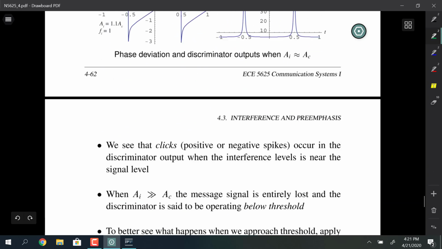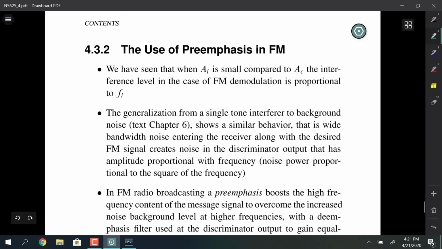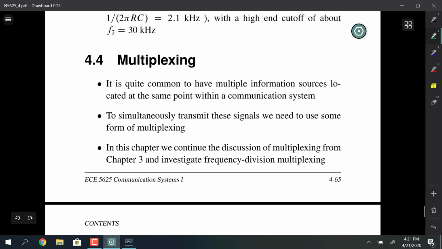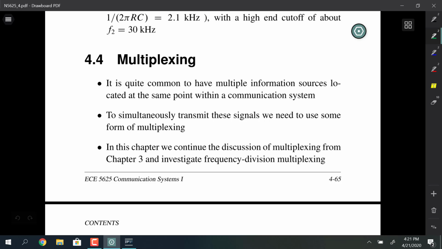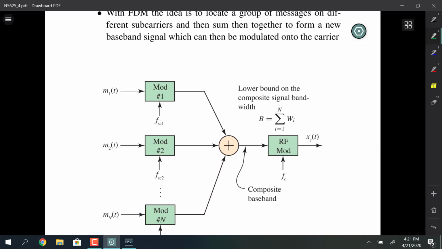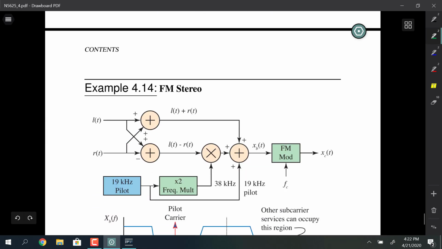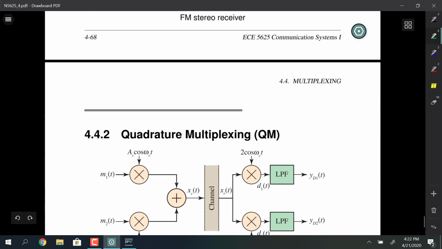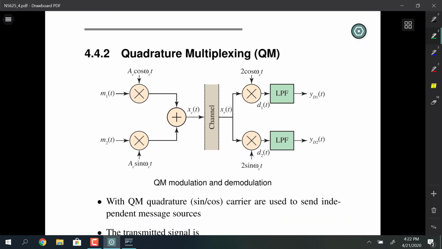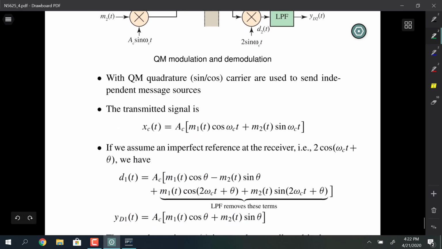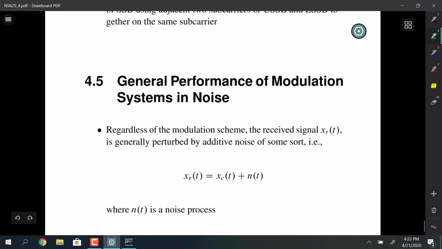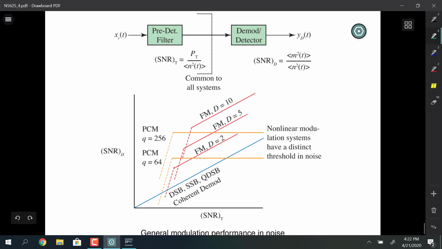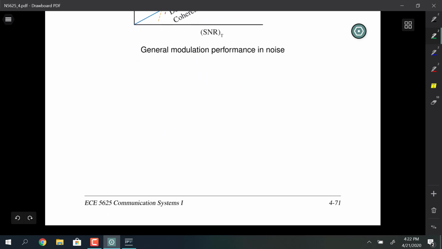A little bit on interference, pre-emphasis, kind of explain what that is, motivate that with an example. Then we have multiplexing, frequency division multiplexing, of which one example is going to be FM stereo, how that works. Quadrature multiplexing, kind of already talked about that a little bit. And then this generic picture, which is no longer in the book, but I put it back in again because I like it. That's it. That's the end of it.